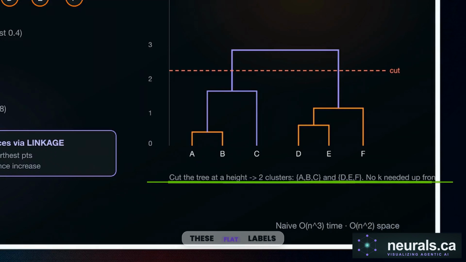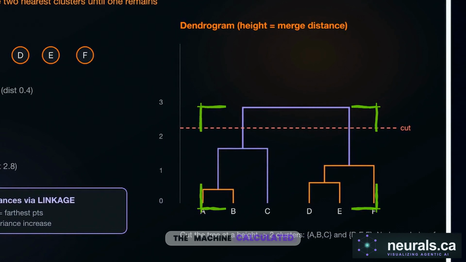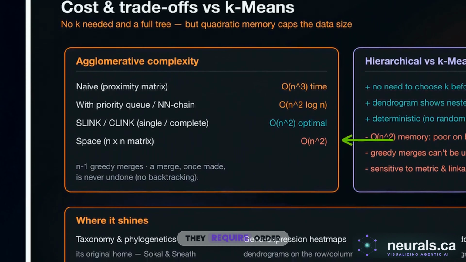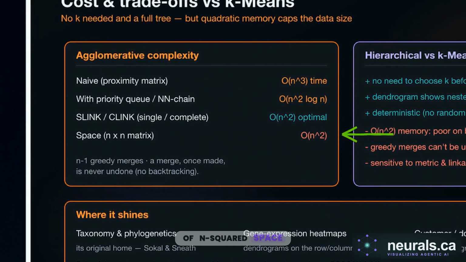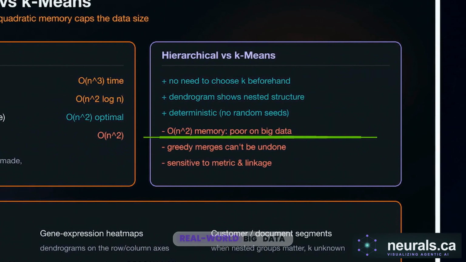Scikit-learn provides these flat labels for convenience, but you would need different tools to visually plot the deep merge history the machine calculated in the background. These 3 lines of code are elegant, but they hide a massive computational cost. Because they require order of n squared space for the proximity matrix, we have to ask, when will this tool inevitably crash under the weight of real-world big data?